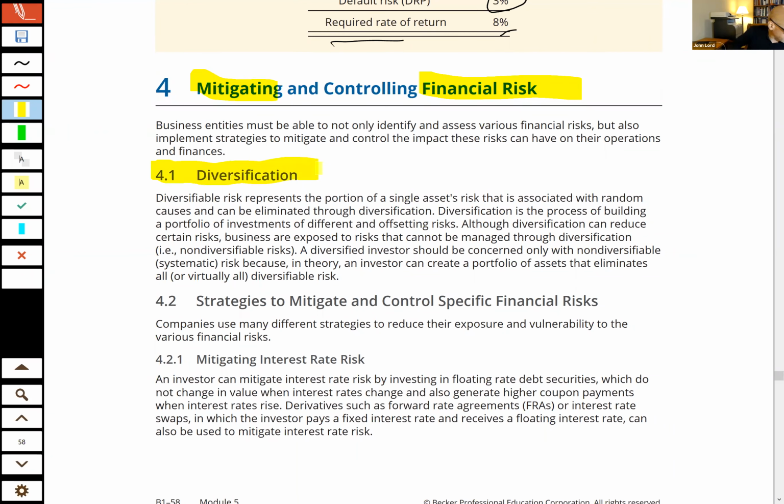And one is diversification. Okay, diversification is a process of building a portfolio of investments of different and offsetting risk. And notice that they tell us, in theory, an investor can create a portfolio of assets that eliminates all or virtually all diversifiable risk.